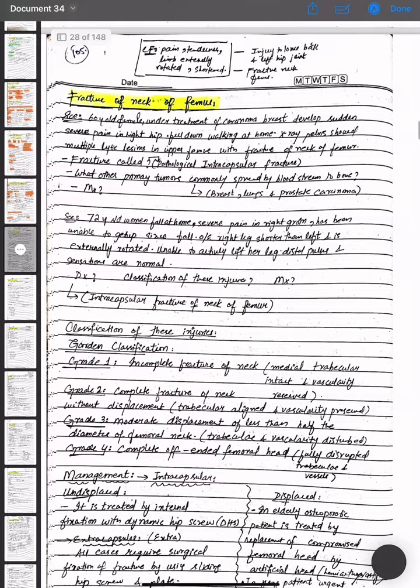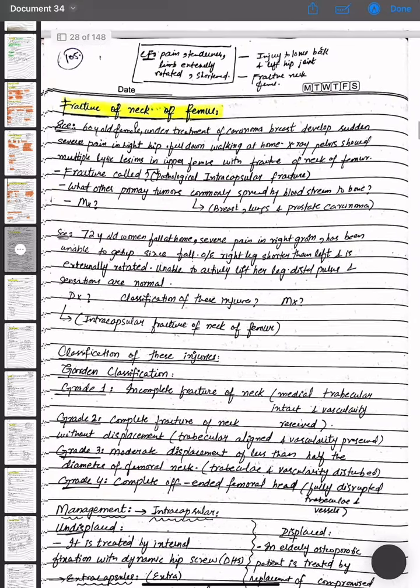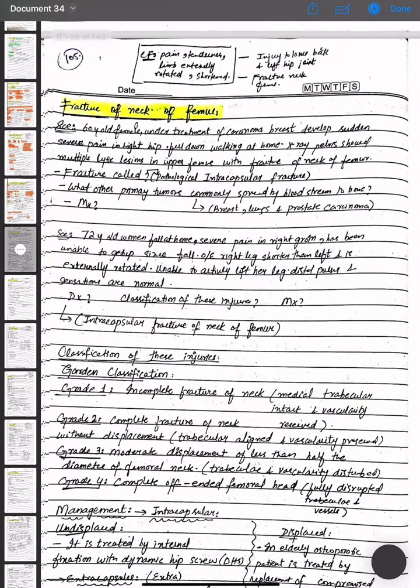Okay, now coming towards the fractures of neck of femur. There is a scenario which states that a 60-year-old female under treatment for carcinoma breast develops sudden severe pain in the right hip. She fell down walking at home. X-ray pelvis showed multiple lytic lesions in the upper femur with fracture of neck of femur.